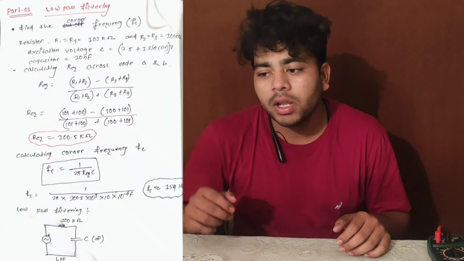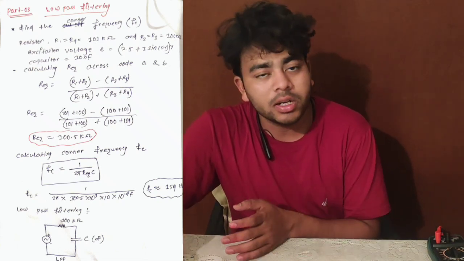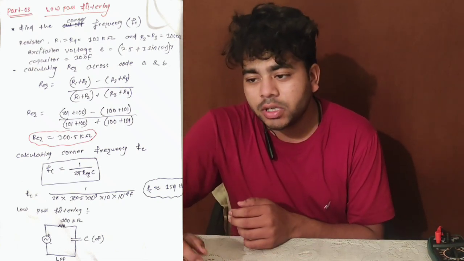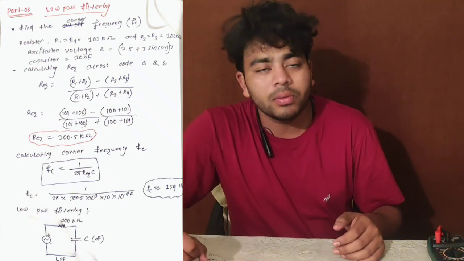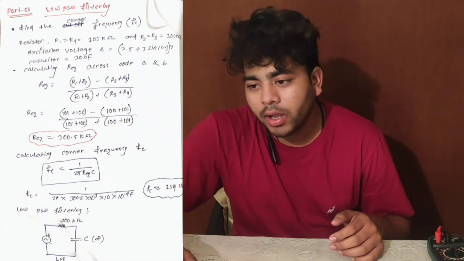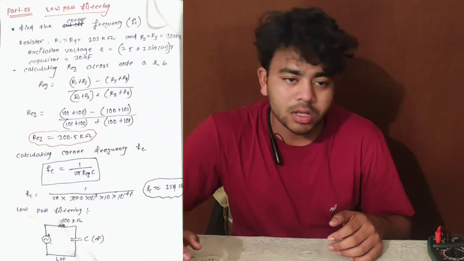Now let's discuss part 3. Part 3 is about low pass filtering. We have to find the corner frequency for this. R1 and R4 are 101 kilo ohm, and R2 and R3 we took as 100 kilo ohm. Our excitation voltage is 2.5 plus 1 sine omega t.